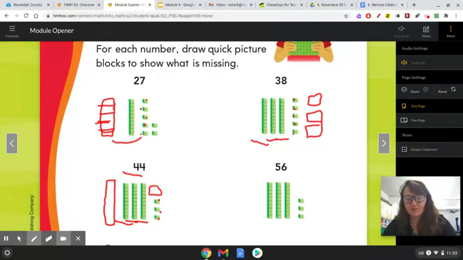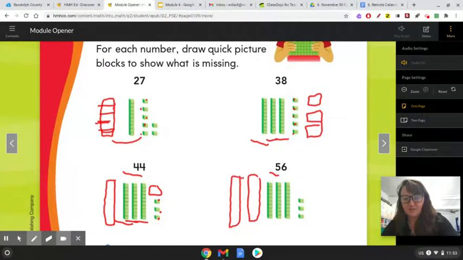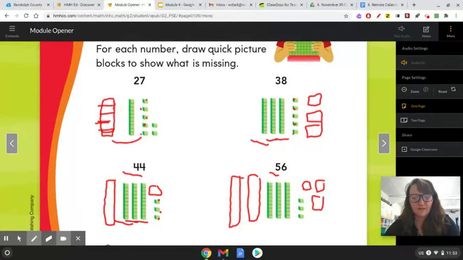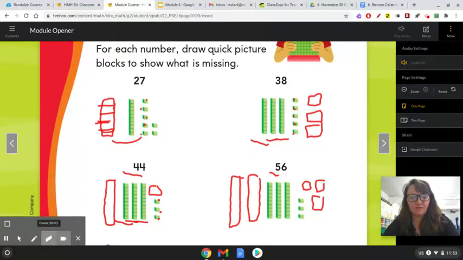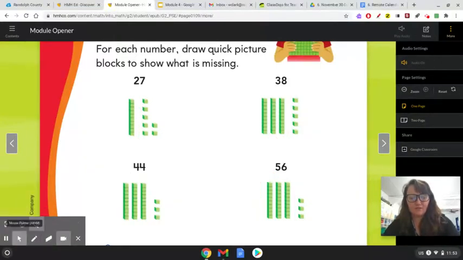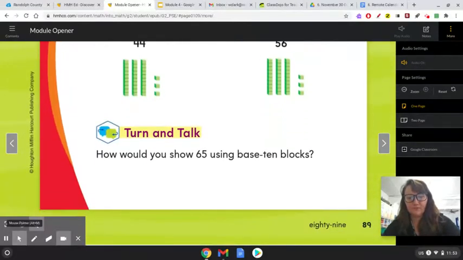All right, last one, 56. Well, how many 10s are in 56? 5. So that means we have to do 10, 20, 30, 40, 50, and then 51, 52, 53, 54, 55, 56. Okay. All right, so we've got that one all taken care of. All right, make sure you write these down. I'm going to erase so we can keep going. All right, we'll skip that question.